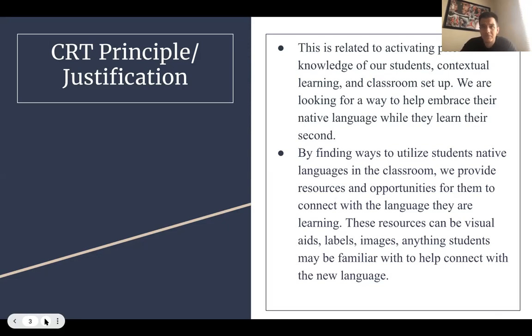The contextual learning, again, is just how the students will connect their native language to the secondary language, the way that they learn it and understand it, and the progress they're able to make utilizing that resource. And then in terms of our classroom setup, it's just adding visual aids or labels to areas in the room, or scheduling, or making it accessible in our classroom for students to utilize their native language to help communicate and understand the words in English, and how the words in their native language transfer over to English.